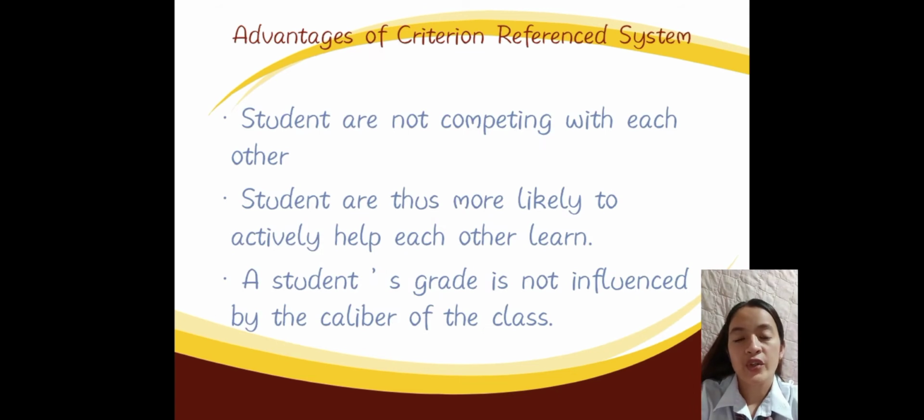Advantages of criterion reference system. Students are not competing with each other. Students are thus more likely to actively help each other learn. And a student's grade is not influenced by the caliber of the class. Learners are informed of the behaviors expected of them to pass or achieve a certain grade, and if they either attain that level of performance or not. Grading is less subjective when criteria are spelled out and each learner is held to that standard.